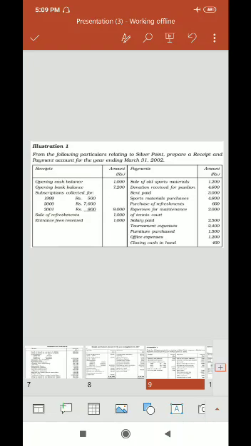Illustration number 1. From the following particulars relating to Silver Point, prepare a receipts and payments account for the year ending March 31st 2002.